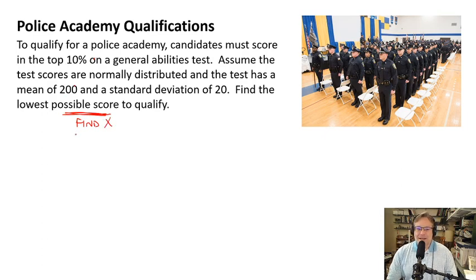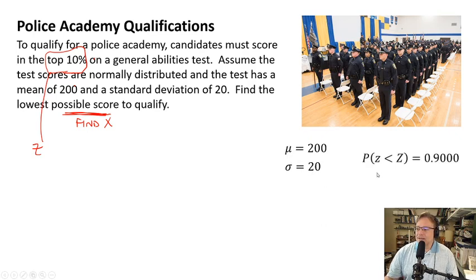How are we going to find this x? Well, we have a mean, we have a standard deviation, yes, and we also have something that will allow us to calculate a z right up here, the top 10%. Let's see what that looks like here. Okay, so we know that this has a mean of 200 and a standard deviation of 20, but we're not going to deal with that so much yet.